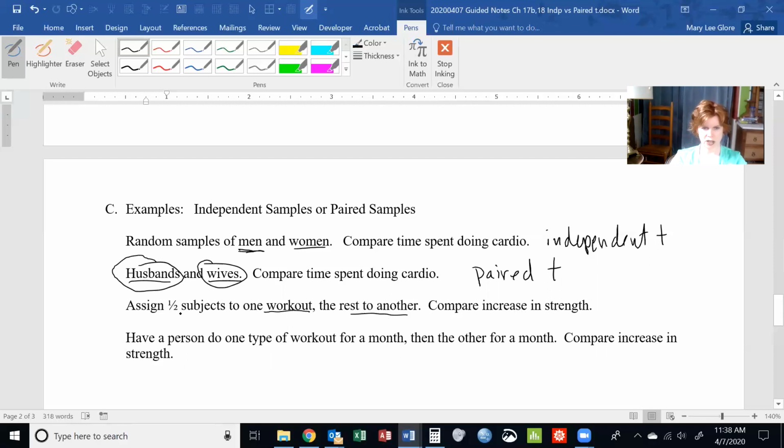All right, so here's the thing. Are the subjects that do this workout related to the subjects who do the second workout? And the answer should be no. So I have 20 people in my study. I picked 10 of them to do the first workout, and 10 the second. So these are different people, and they're not paired up. I didn't say here's a husband and wife, or here's this person. I didn't match these up together. So this is going to be an independent T.